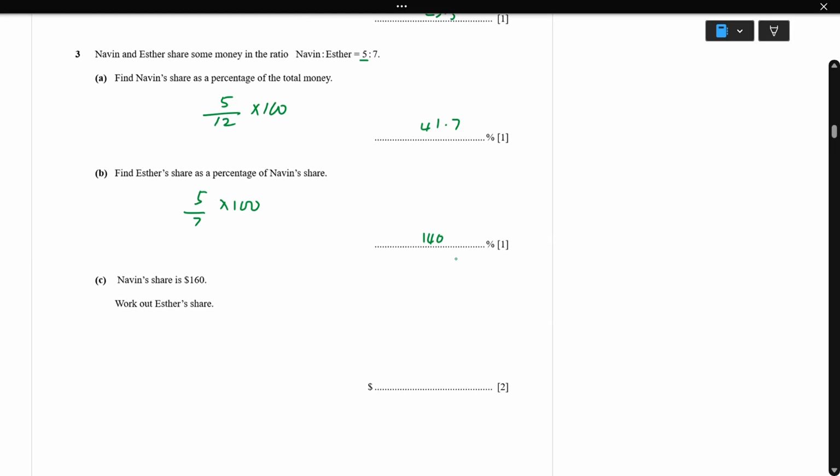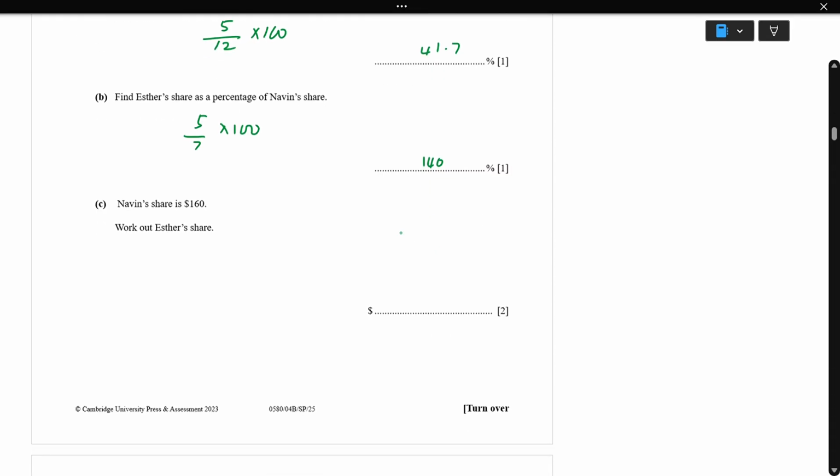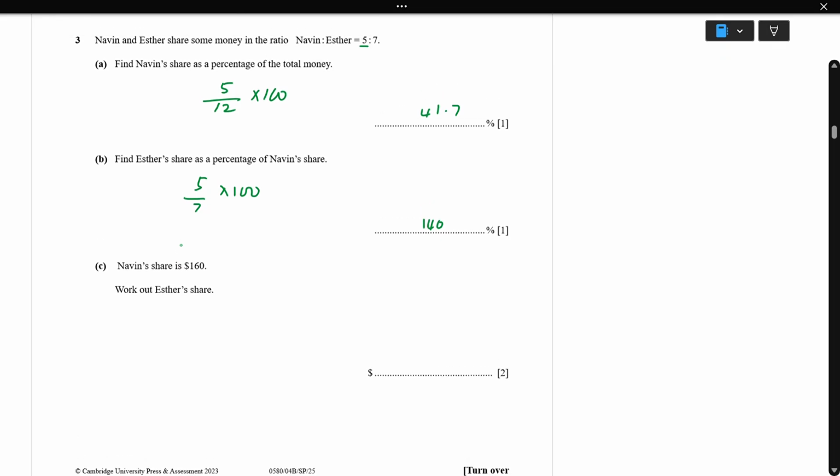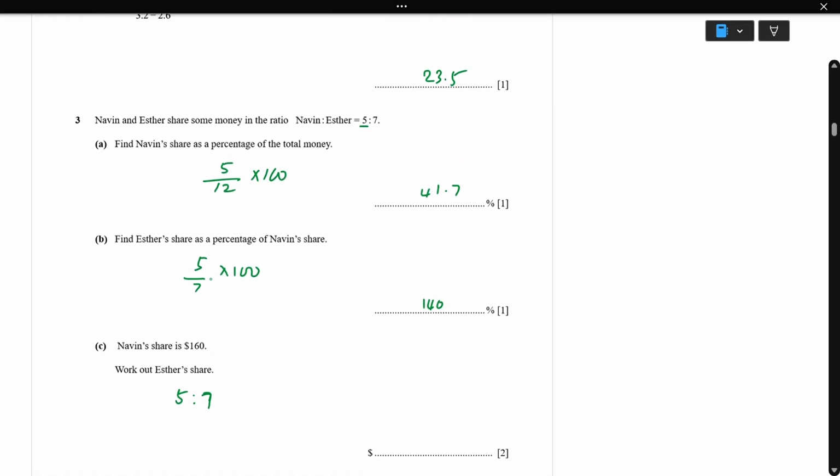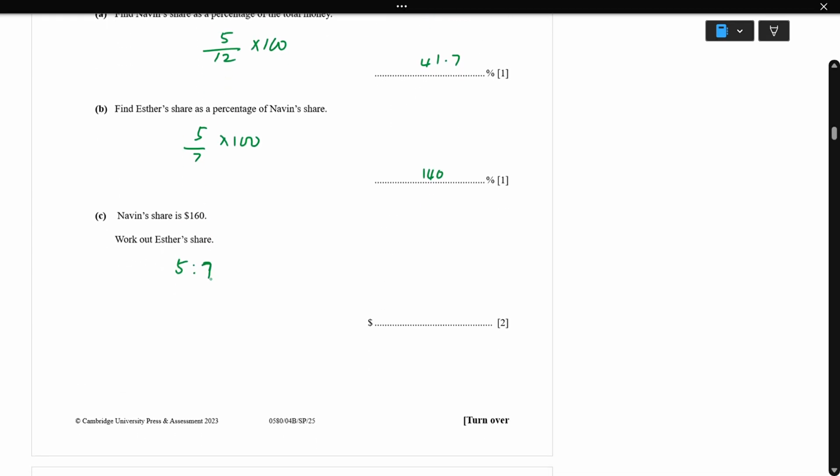Okay, the next question, Navin's share is 160. So yes, you can calculate in this part also, like 5:7. Both the ratio is 5:7, and Navin and Esther. So 5 is increased to 160. That means how many times increase? 32 times increase. So here also you need to do 32 times, so 224. So the answer is 224.